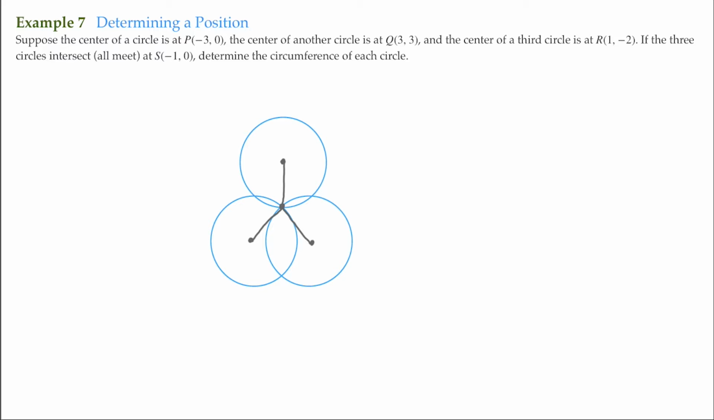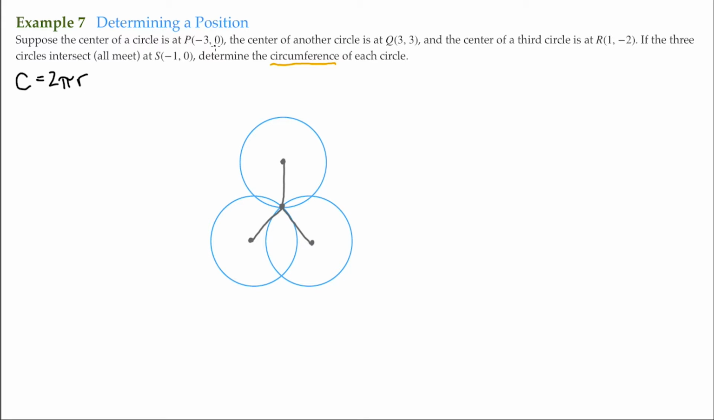So what this question is asking for, it says, if the three circles intersect, that's where they all meet at this particular point, determine the circumference of each circle. And if you remember, the circumference is C, that's equal to 2 pi r. So in order to find the circumference of these three circles that are mentioned in the problem here, I have to find the size of their radius.